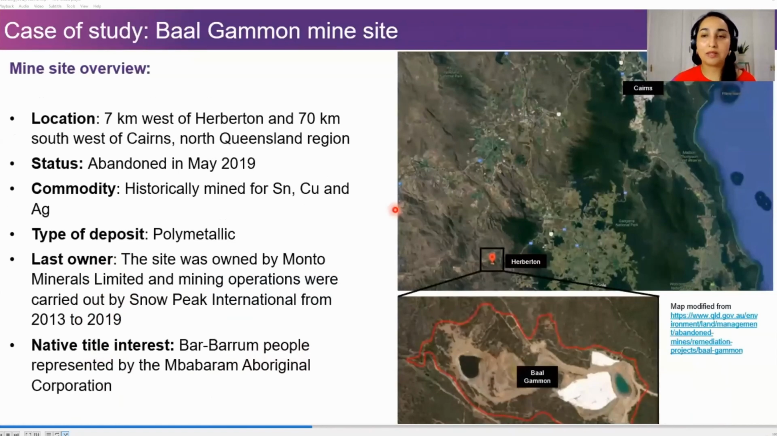In terms of Baal Gammon, this is a historical underground mine. It was mined for over 100 years, and specifically in 2011-2016 it included an open pit. But since 2019, the Baal Gammon mine site was declared abandoned. The location is here, the red point, 7 kilometers west of Herberton and 70 kilometers southwest of Cairns in the North Queensland region, historically mined for tin, copper and silver. It is a polymetallic deposit, the last owner was Monto Minerals, and the site is related to native title interest.